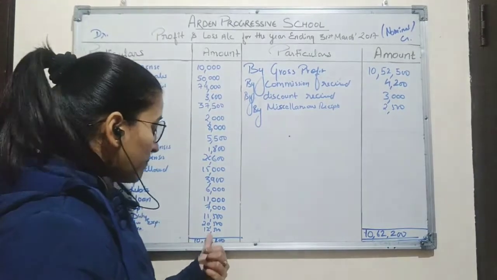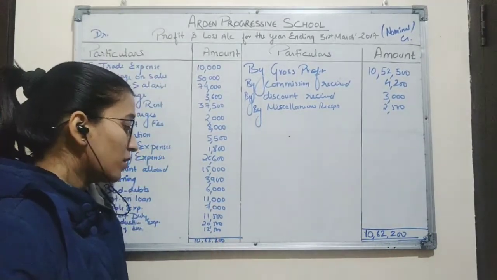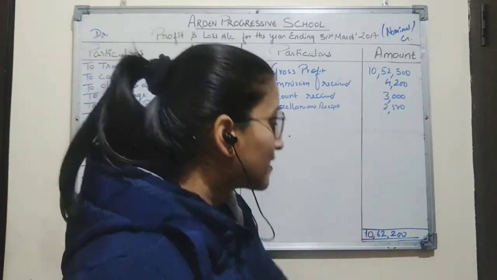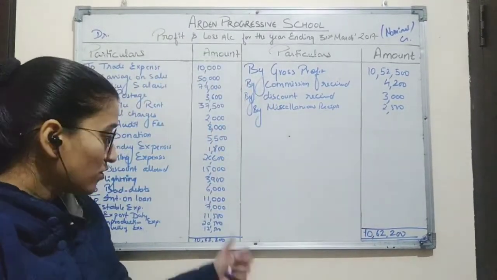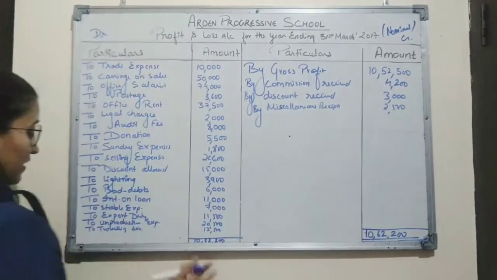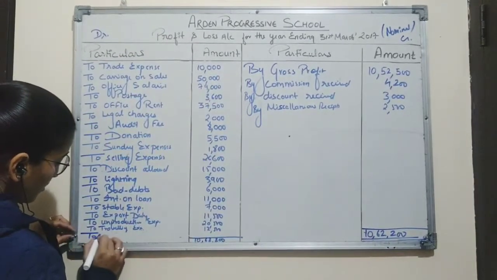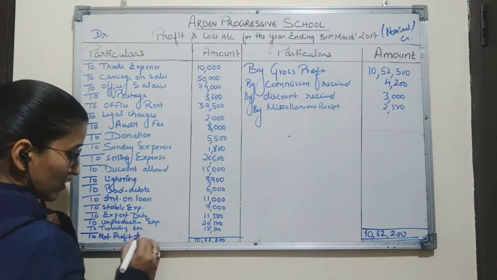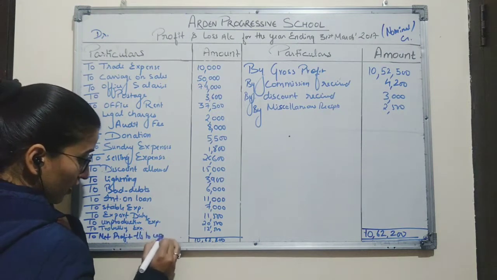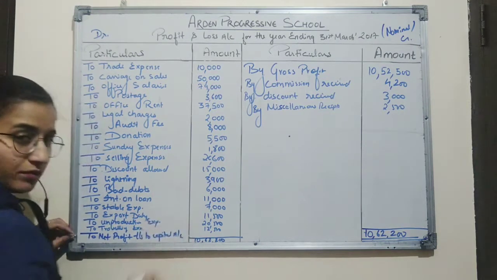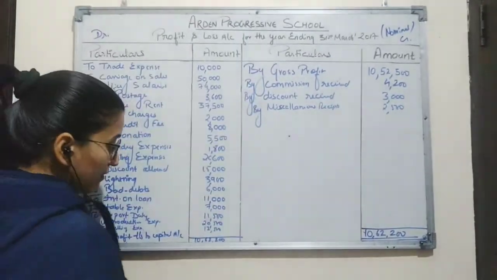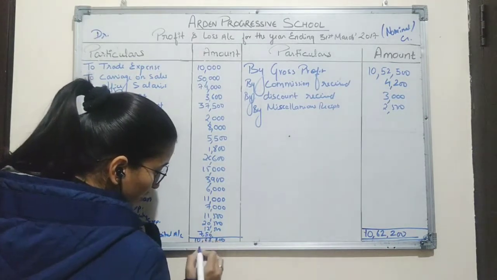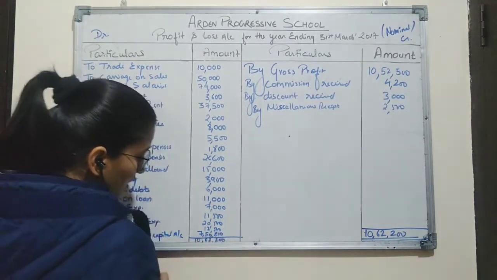10,62,200. So this will be the balancing figure for us. This balancing figure will be considered as net profit because here the amount of credit side is exceeding the amount of debit side. So remaining balance will be considered as net profit. We will write here "to net profit", which will be transferred to capital account. So here amount of net profit will be 7,50,800.